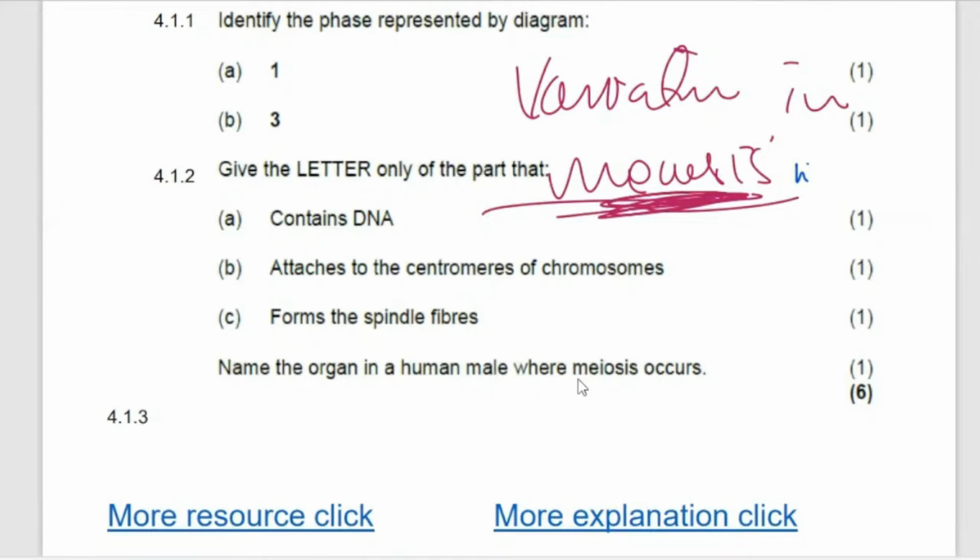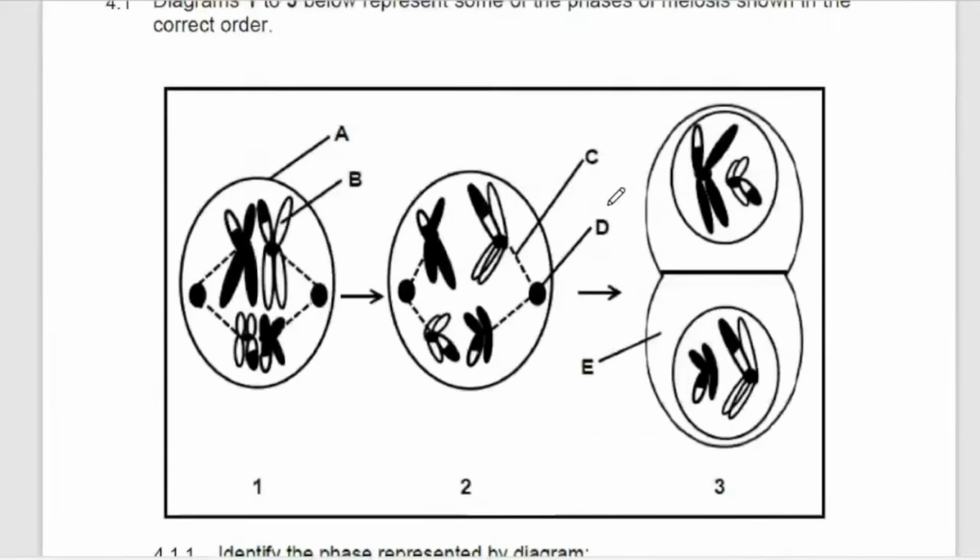So please don't go to the paper without knowing the process of crossing over. Don't go to the paper without knowing anaphase. Don't go to the paper without knowing metaphase. Yes, metaphase 1, metaphase 2, anaphase 1, anaphase 2. Those are likely to come. Division of a cytoplasm, what does it mean? This division of a cytoplasm is called cytokinesis.